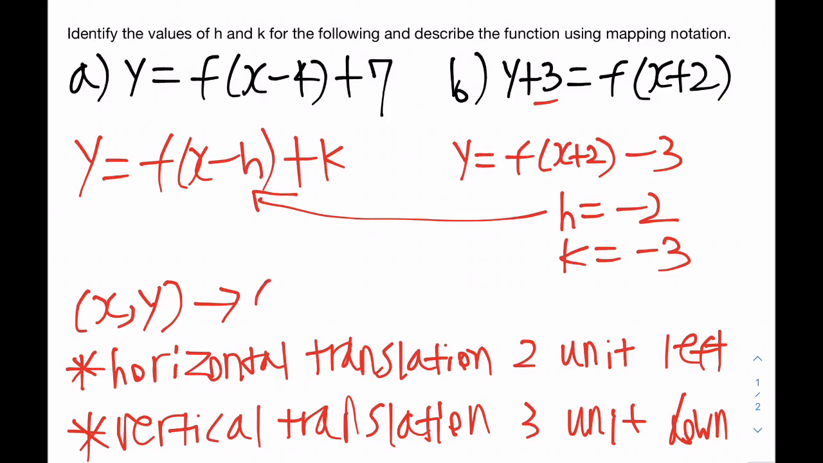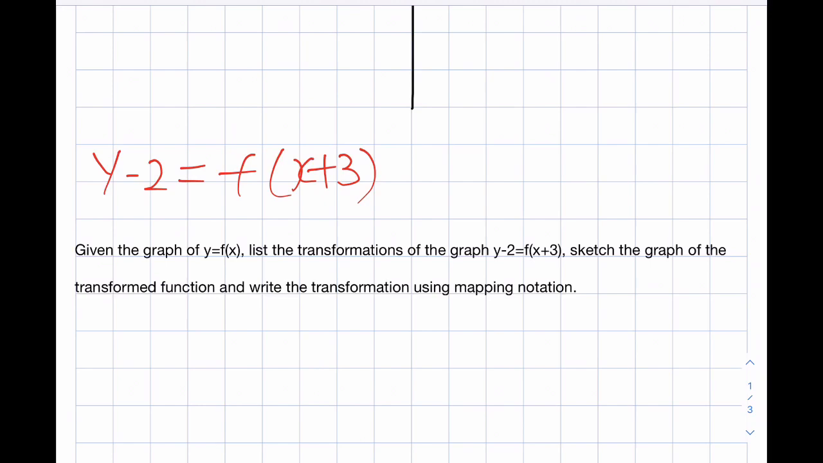So if we apply it to x and y, we move horizontally 2 units to the left, so x is being decreased by 2. So we write x minus 2. For the vertical translation, 3 units down, so y is decreasing by 3. So y will be y minus 3.